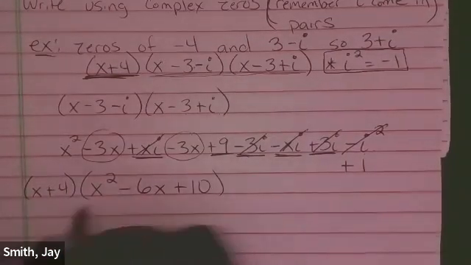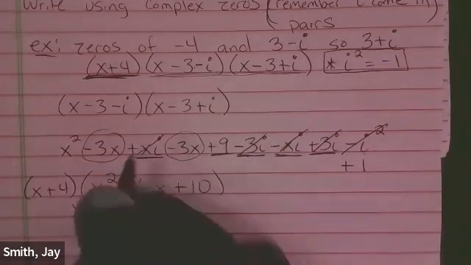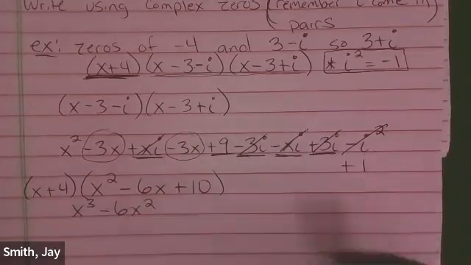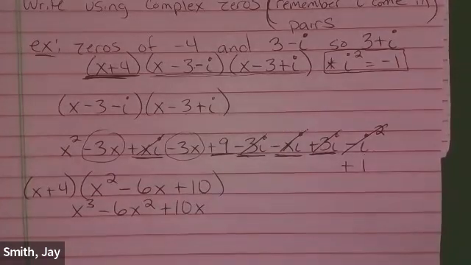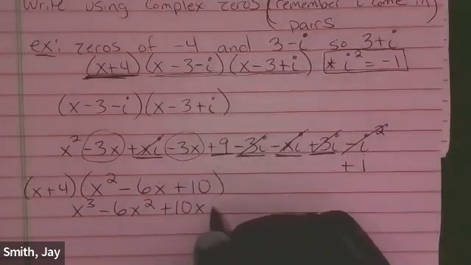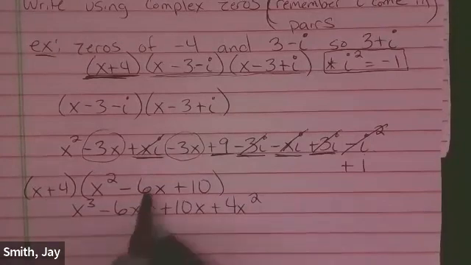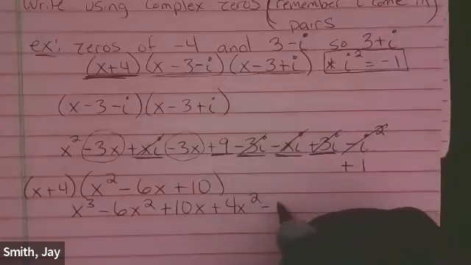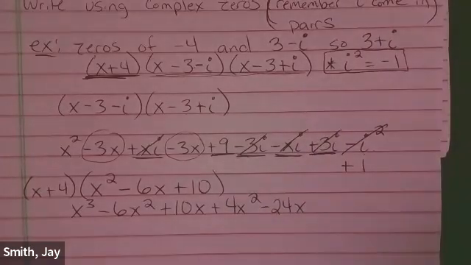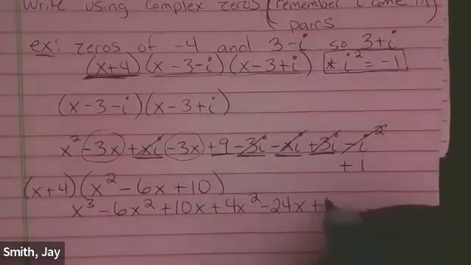So x times x squared gives me x cubed. x times -6x gives me a -6x squared. And x times positive 10 gives me a positive 10x. Now we'll go back and multiply everything in this trinomial by positive 4. So it's going to give me a positive 4x squared. 4 times negative 6x gives me a negative 24x. And positive 4 times positive 10 gives me a positive 40.